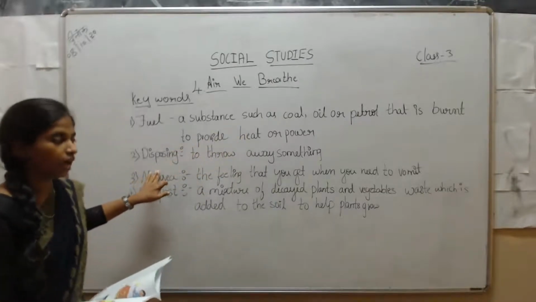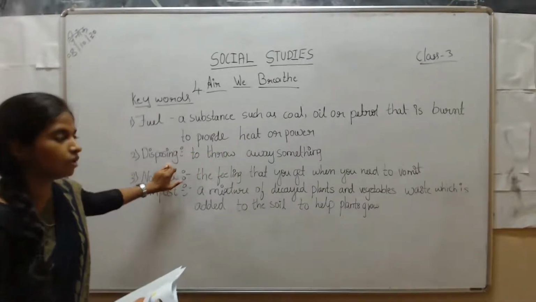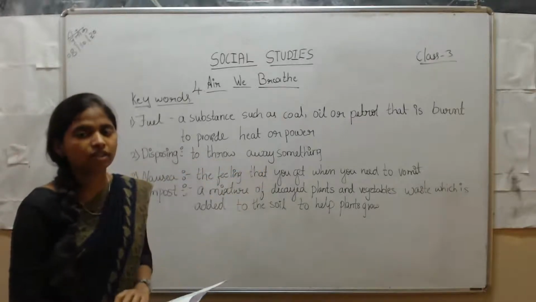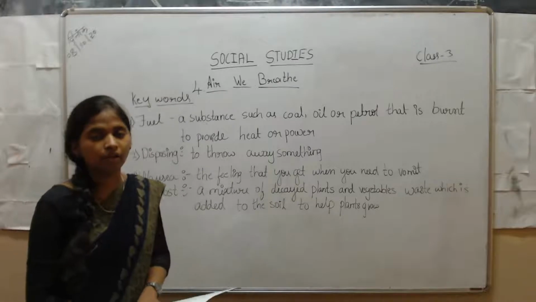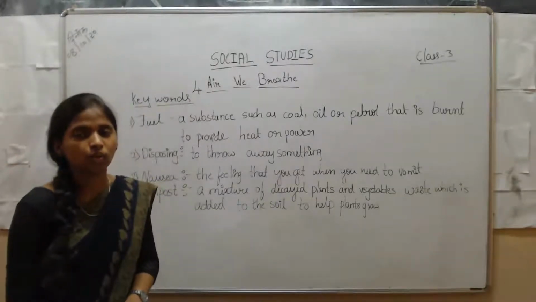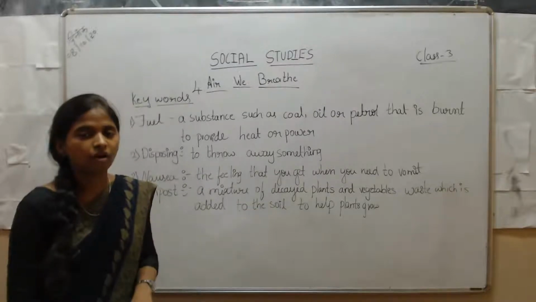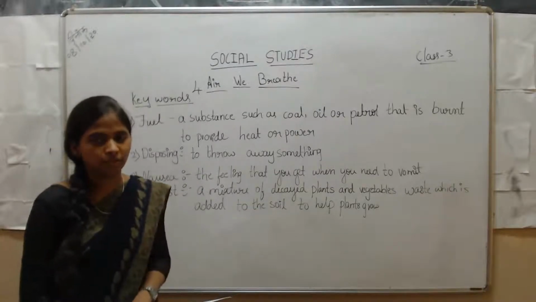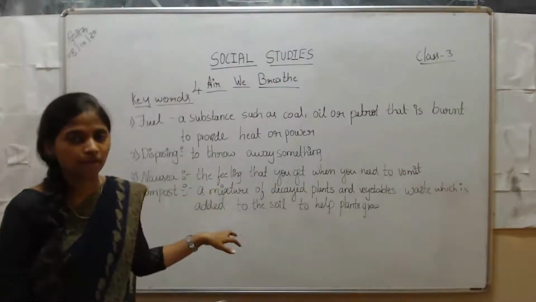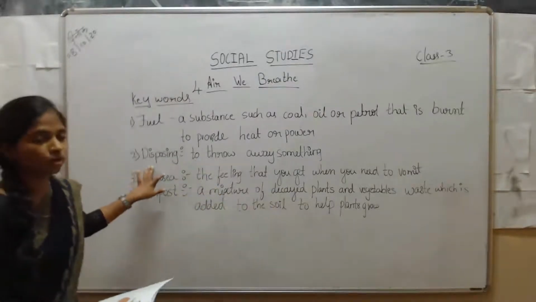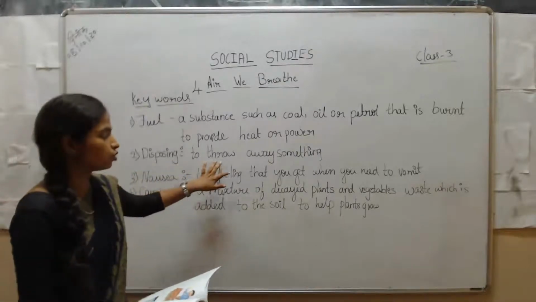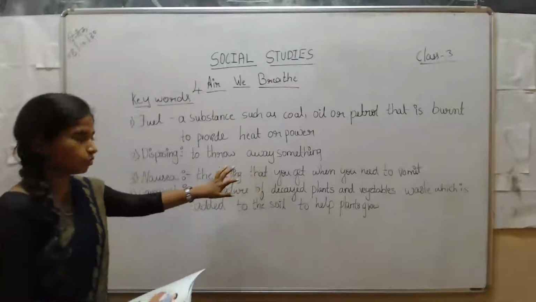And the second one, disposing. Disposing means to throw away something. If something is not necessary to you, for example, a chocolate wrapper, what will you do? You throw it away, or you throw it in the dustbin. That is known as disposing. Disposing of a chocolate wrapper. You throw it away, no? So to throw away something is called disposing.